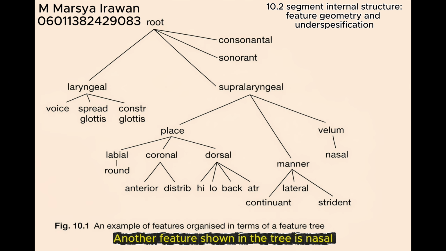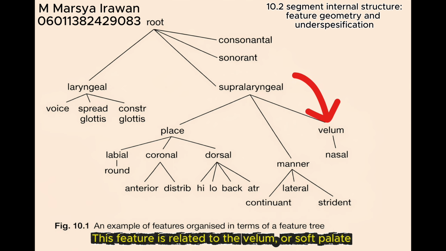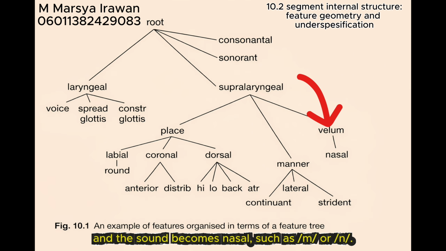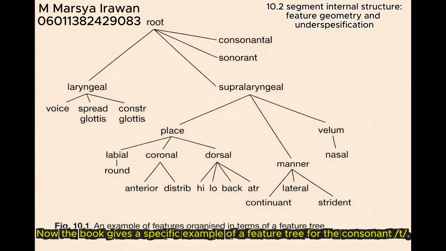Another feature shown in the tree is nasal. This feature is related to the velum, or soft palate. If the velum is lowered, air flows through the nose and the sound becomes nasal, such as m or n.